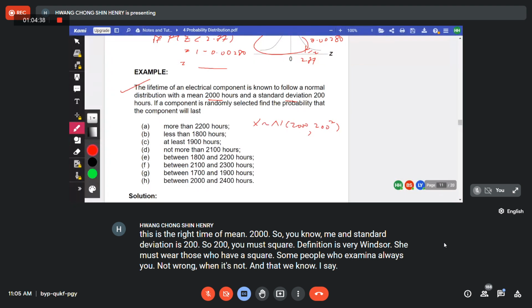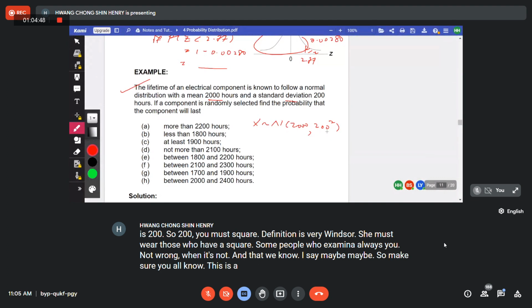I say maybe whatever they say. No, minus mark. Cannot minus mark. So make sure you all know this is a standard deviation. Alright, so non-standard.